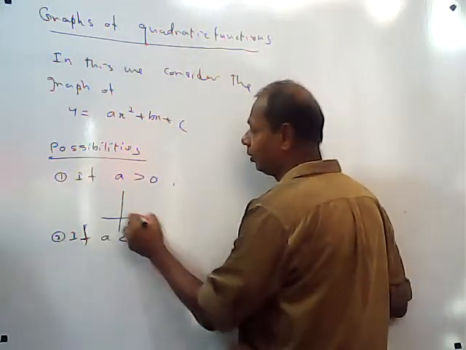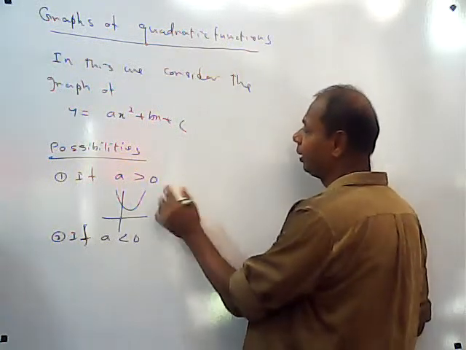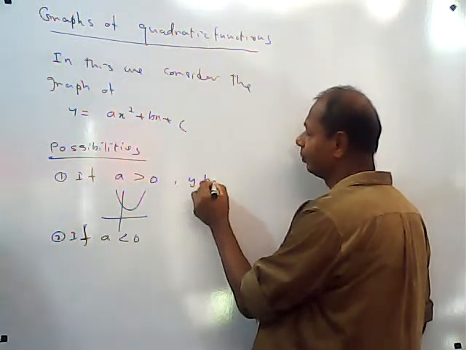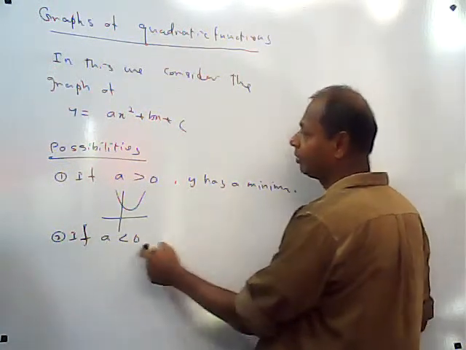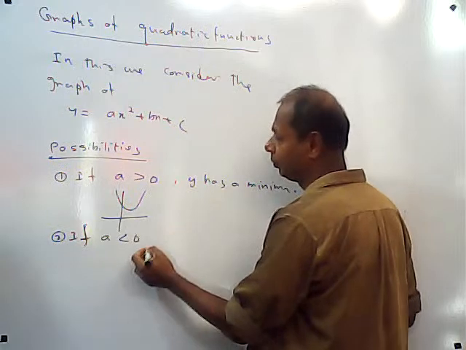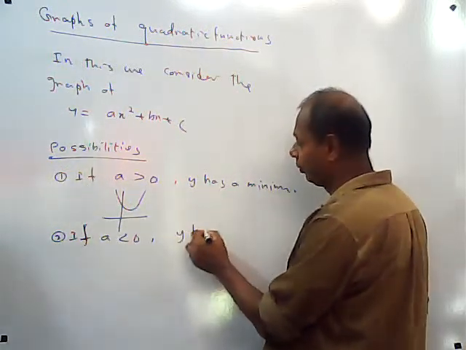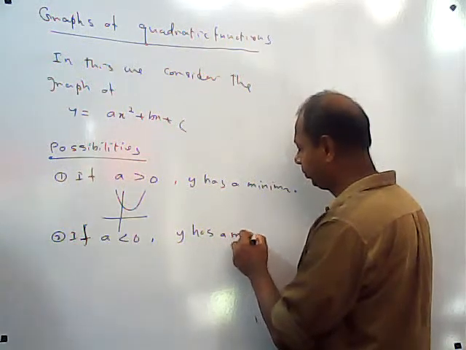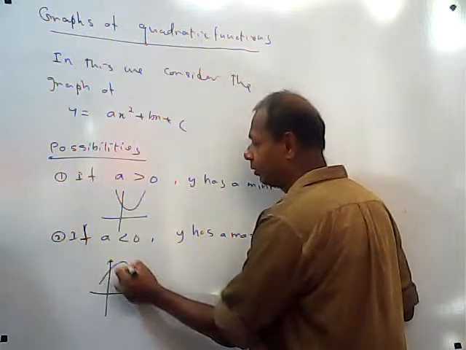If you turn it upside down, y has a minimum. If A is less than 0, then y has a maximum. Y has a maximum, right?